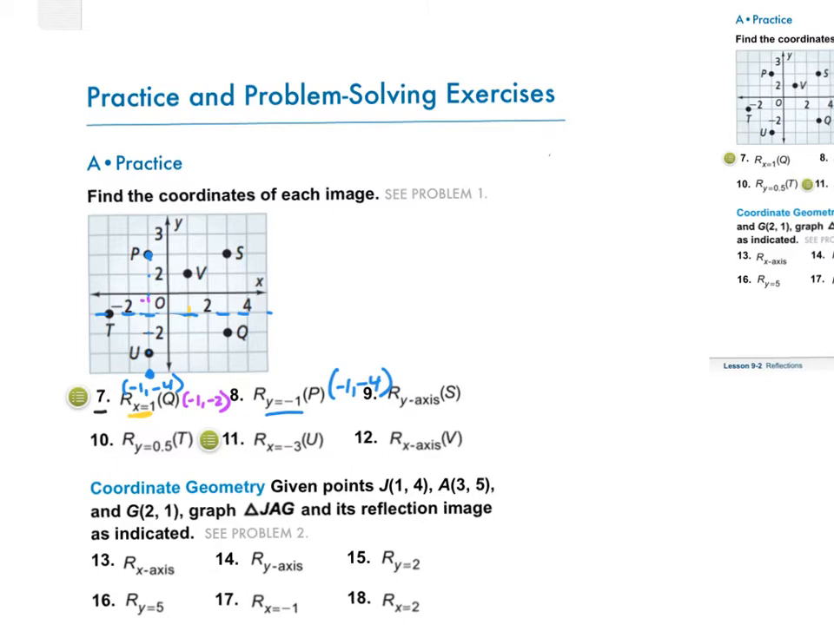Nine is R, y-axis S. So the y-axis is here, S is here. I would have to go 1, 2, 3 units to the right to get to S. I'm going to go 1, 2, 3 units to the left to get to that translated spot, which would be -3, 1, 2.